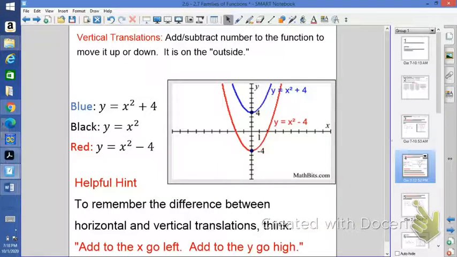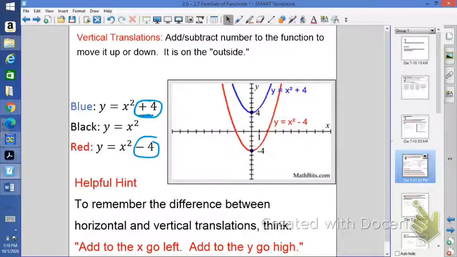Alright, when we say add to the y, go high, that means we're basically adding or subtracting to the function. So just think about, hey, is there a number kind of hanging off at the end outside of the parentheses? And then what we mean by that would be, hey, we're adding to the y. Alright, we don't really need to get too much more into the details other than that. So add to the y, go high.